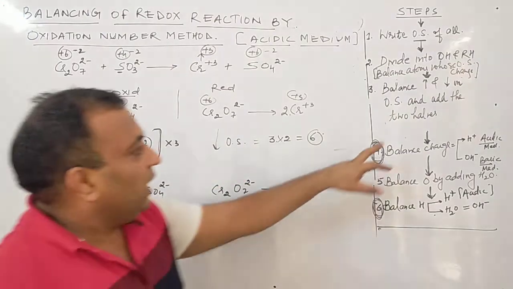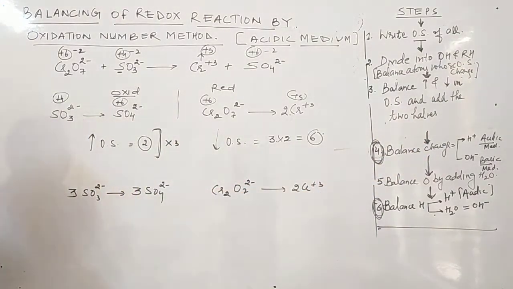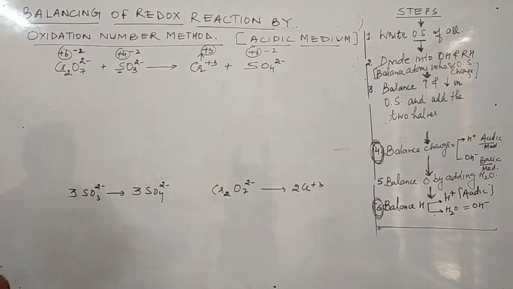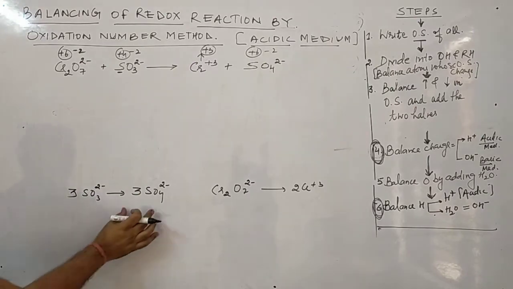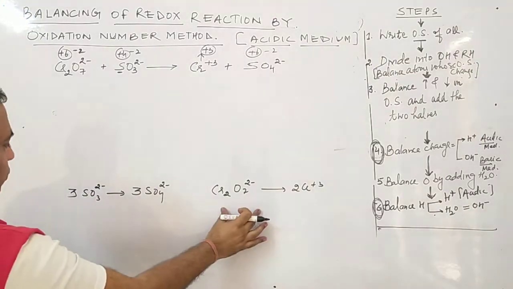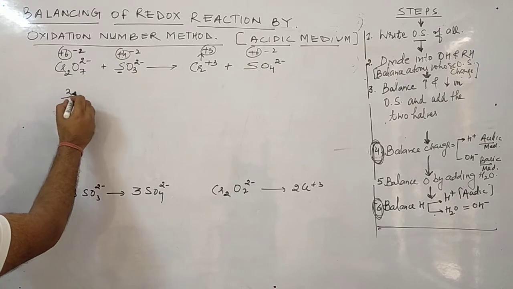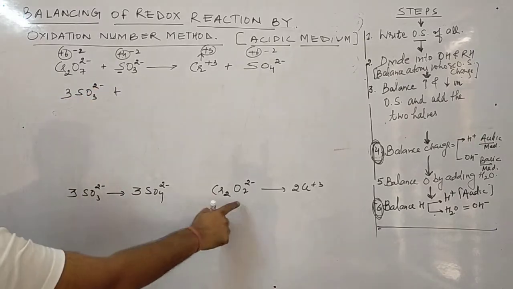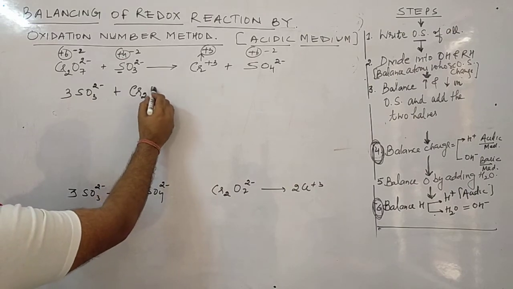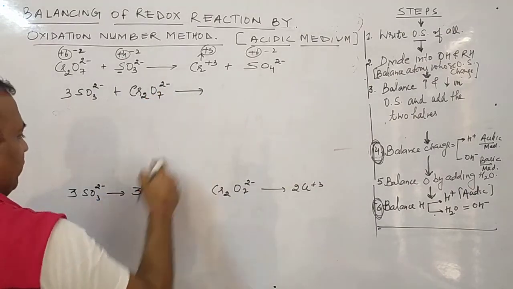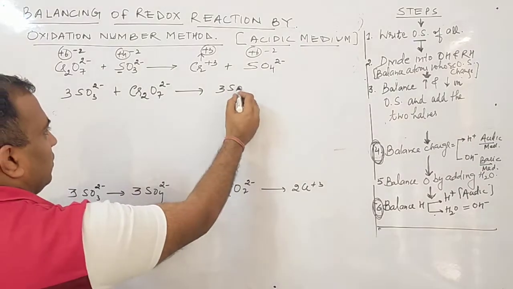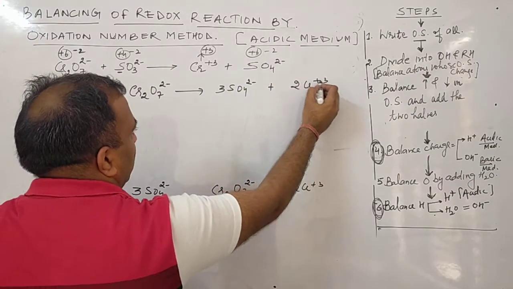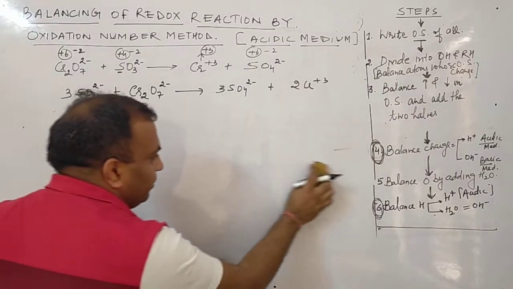Now add the two half, दोनों हाफ को दोबारा कंबाइन करना है, तो ये सारा मिटा के हम अब इसको दोबारा से कंबाइन करते हैं। And on combination this comes out to be, इसको कंबाइन कीजिए, इनको और इनको ऐड कीजिए, you will get 3SO3 2 negative plus Cr2O7 2 negative giving you thrice SO4 2 negative plus twice Cr plus 3. So this is the main step.